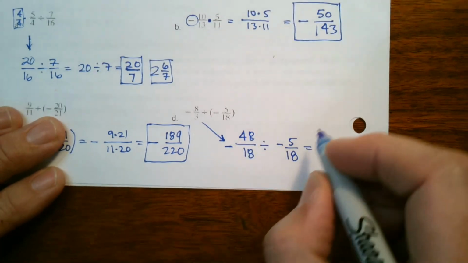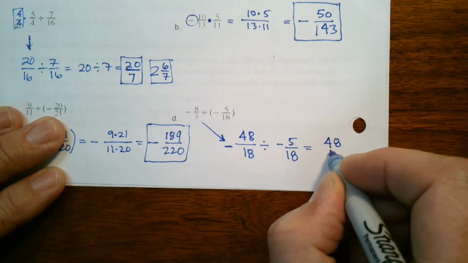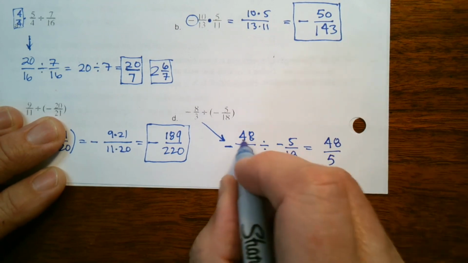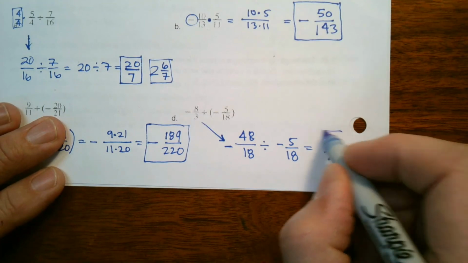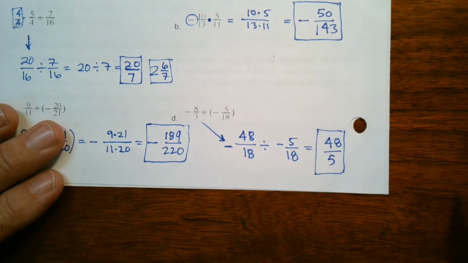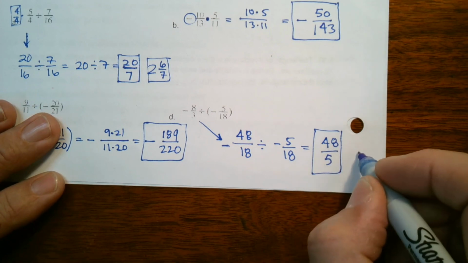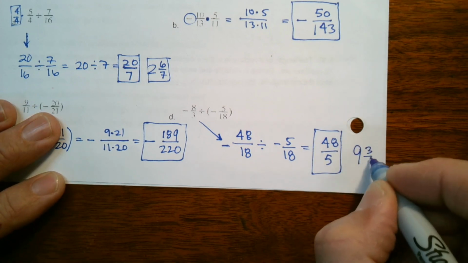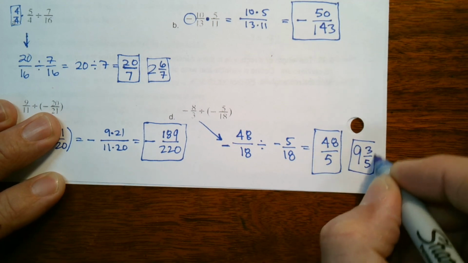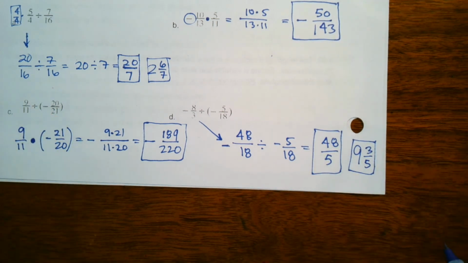So then I have 48 divided by 5. I only need to worry about the numerators. So I could stop there. There's my answer, 48 over 5. Or if I wanted to make it a mixed number, 5 goes into 48 9 times with a remainder of 3. So 9 and 3/5. Either one of those answers.